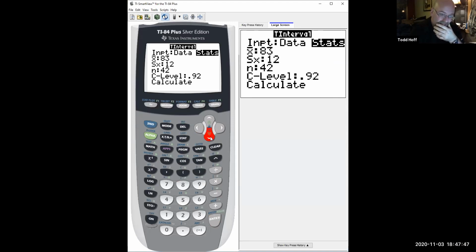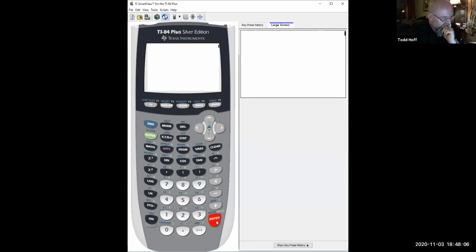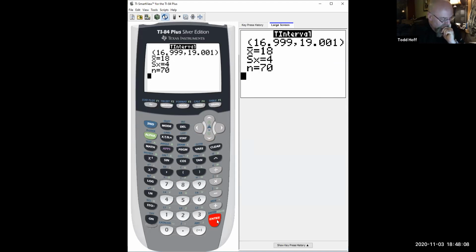Our sample mean is 18. Sample standard deviation is 4. Sample size is 70. Confidence level is 96%, so 0.96. Which is 16.999 to 19.001.